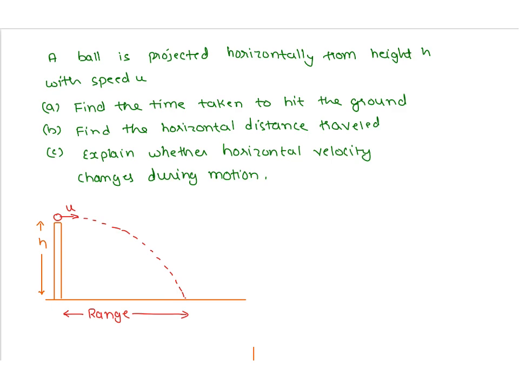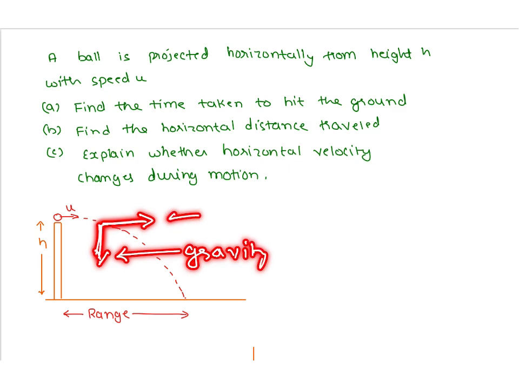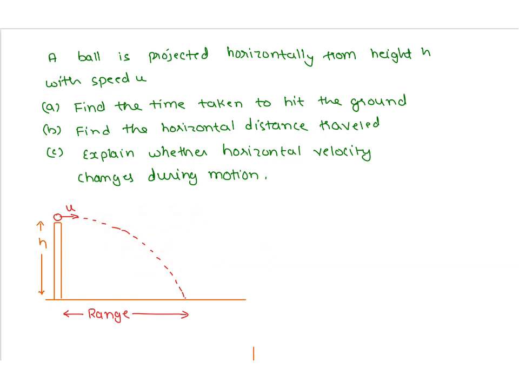So before solving, always think that projectile motion has two independent parts. One is vertical motion, and another is horizontal motion. This vertical motion is affected by gravity, and this horizontal motion is not affected by gravity. So this is the concept. This idea alone can give you multiple marks. So let's start with vertical motion.